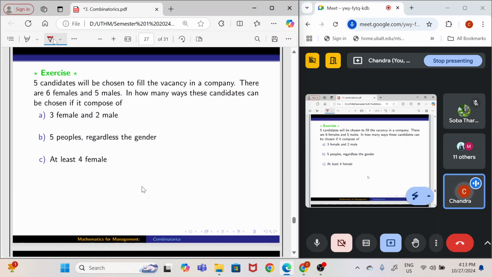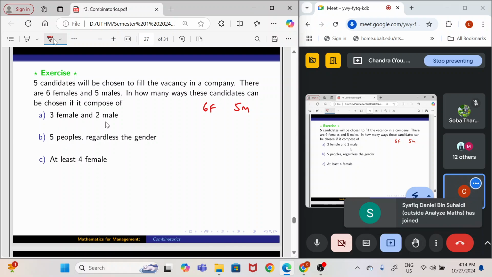5 candidates will be chosen to fill the vacancy in a company. There are 6 females, 5 males. In how many ways can the candidates be chosen if it comprises 3 female and 2 male?